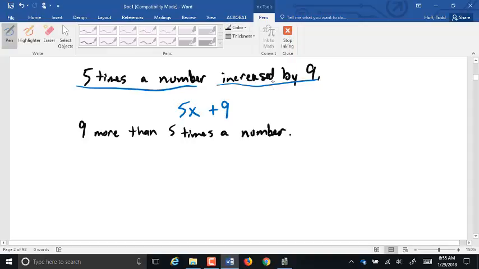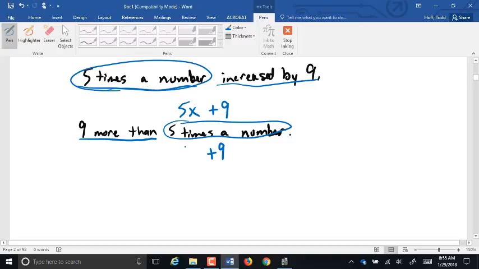How about this one? 9 more than 5 times the number. Nine more than something implies addition. We're adding 9 to something. 5 times the number still means 5x. Even though those phrases were quite different, they represented the same algebraic expression.